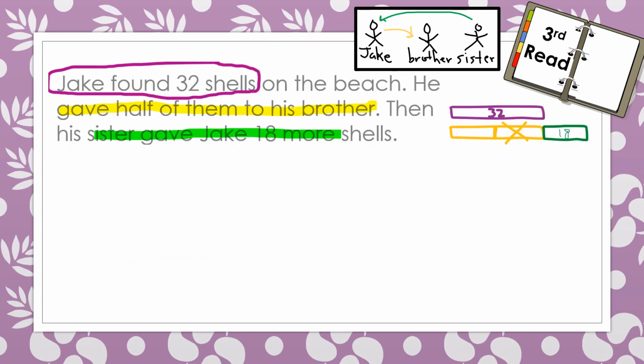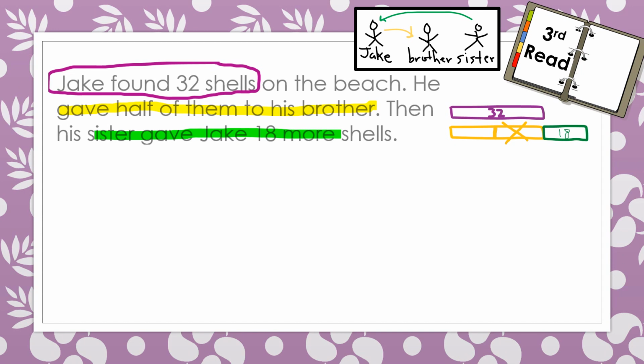For our third read of the story problem, we will focus in on what mathematical questions we can ask about the situation. Let's read. Jake found 32 shells on the beach. He gave half of them to his brother, then his sister gave Jake 18 more shells. We could ask, how many shells did Jake have left after giving half to his brother? We could also consider whether Jake had more than 32 shells after his sister gave him 18 more.